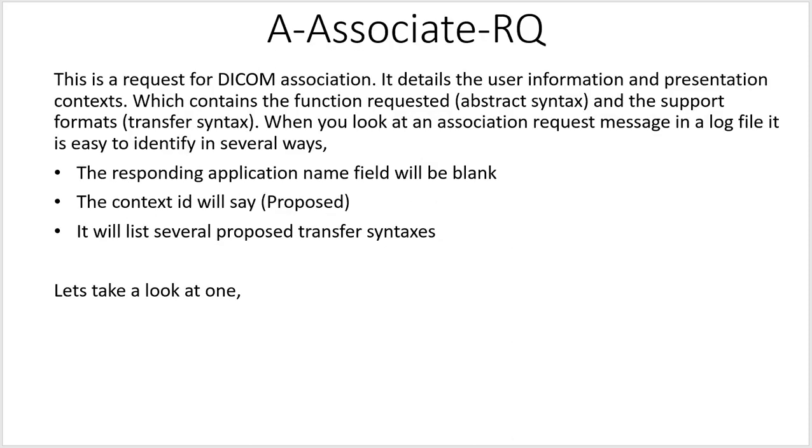So first up, we have A-ASSOCIATE-RQ, or the request message. This is a request for DICOM association. It details the user information and presentation context. Those contain the function requested, the abstract syntax, and the supported formats, the transfer syntax. When you look at an association request message in a log file, it's easy to identify in several ways. The responding application name field will be blank because it's a request for association, so there is no responding application yet. The context ID will say proposed because it's proposing an association, and it will list several proposed transfer syntaxes.